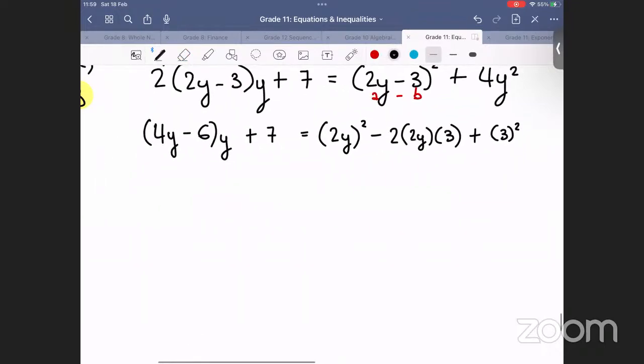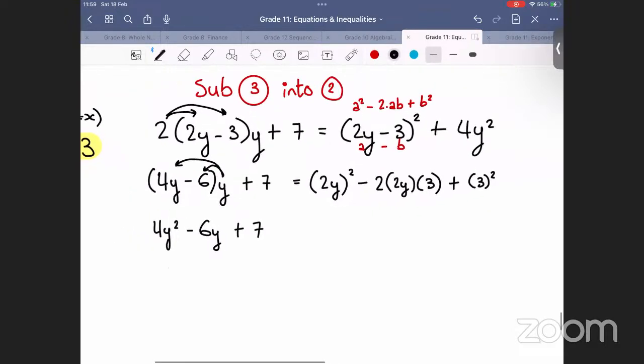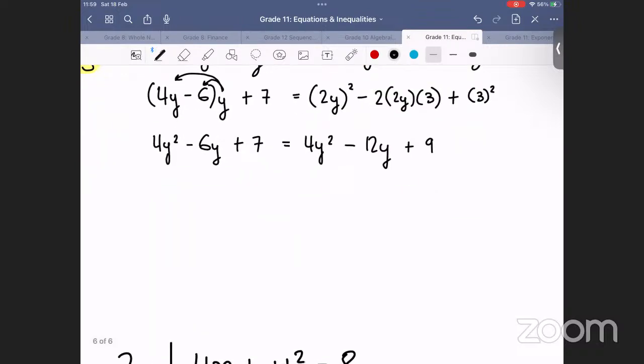Now we can simplify. I can distribute this guy in as well. If it's in the back, it's the same as if it was in front. So I'm going to have 4y squared minus 6y plus 7. Again, all these steps, you can skip as many as you can. I'm just taking it step by step so that you can fully understand. This is going to be 4y squared minus, 2 times 2 is 4, that's 12y plus 9. I multiplied the y now. Now I need to take everything over to one side and solve for y.